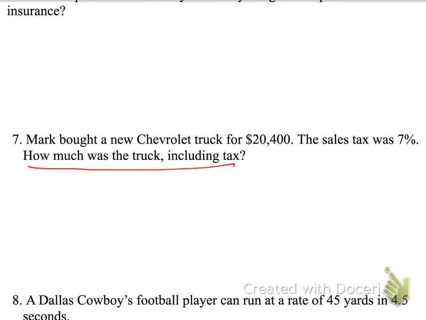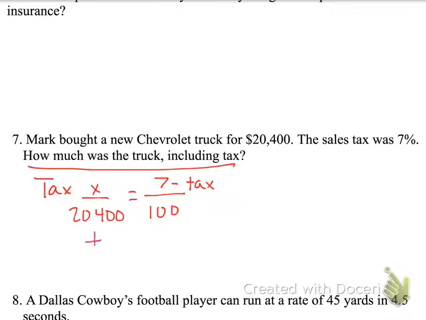And so first thing I need to find is my tax. I find that by setting up my percent proportion. So I have 7% over 100, and then 20,400 goes on bottom, because your part, your 7% represents the tax. And so when we solve that proportion, we get that the tax is $1,428.